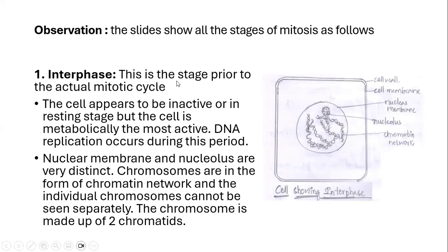Interphase, this is the stage that is prior to the actual mitotic division. The cell here appears to be inactive or in a resting stage, but actually it is metabolically in the most active stage. During this stage, the DNA is replicated. The nuclear membrane and the nucleolus are distinct during the stage, and the chromosomes are in the form of a chromatin network, and individual chromosomes cannot be seen separated during this stage. Each chromosome is made up of two chromatids.